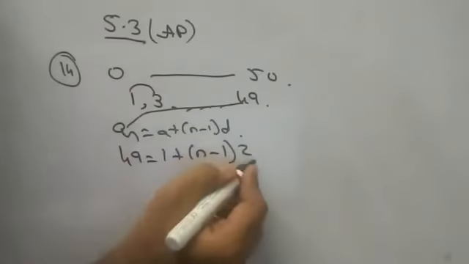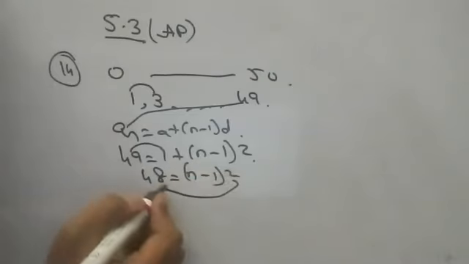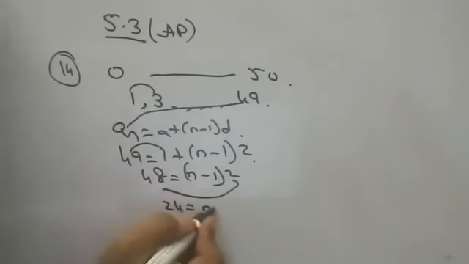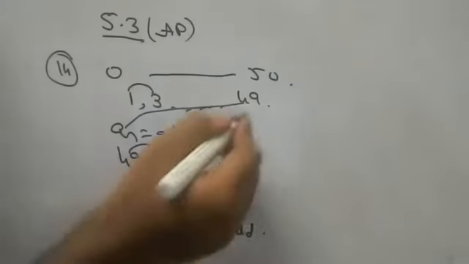Common difference is how much, children? 2. This comes here. 48 is equal to N minus 1 into 2. 2 comes here, children. 48 by 2 is 24. N minus 1 is 24, so N is 25. There are 25 odd terms between 0 and 50.